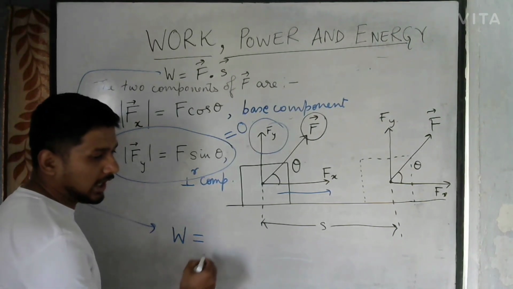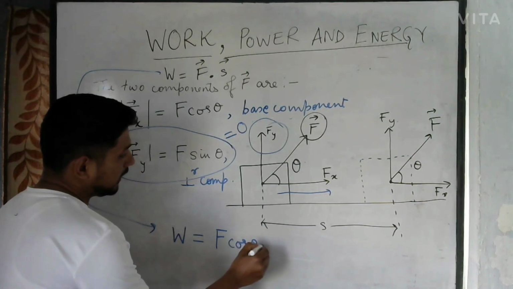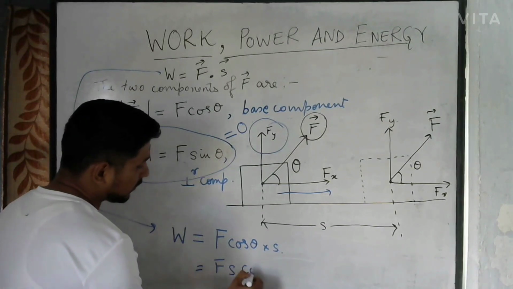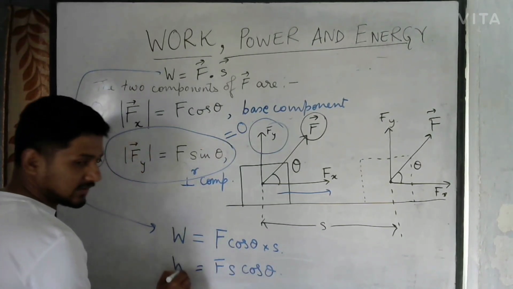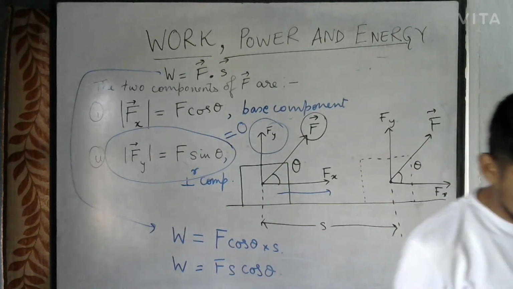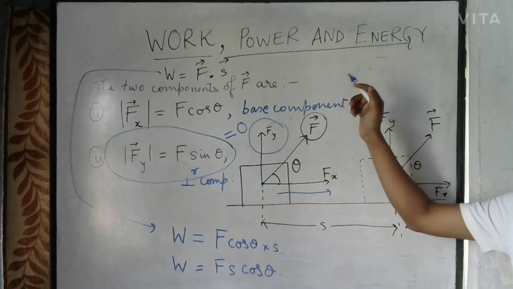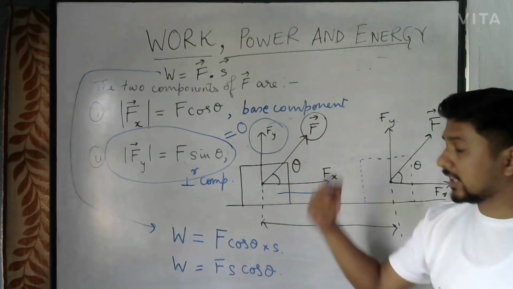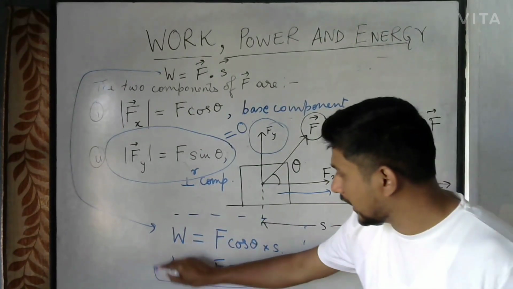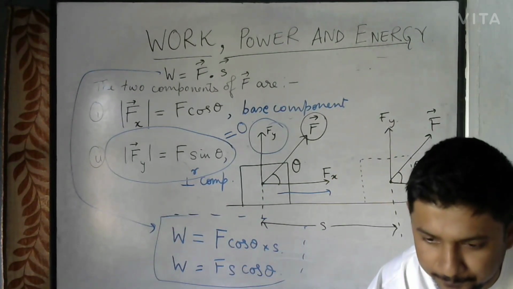I can write this formula as F cos theta into s, or I can also write this as Fs cos theta. That is what dot product is, right? So this is how the thing actually is. Okay, so this is the formula for work done. So I can also say work done is nothing but the dot product of force and displacement, and work is a scalar quantity, right? So yes, this is a very important formula, so you can pause the video and write it down.